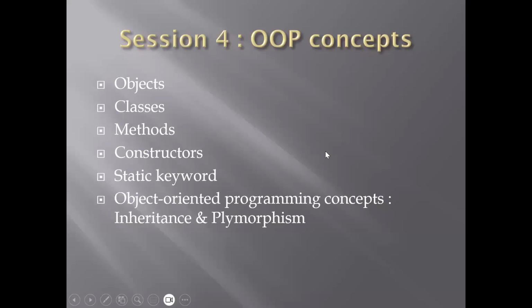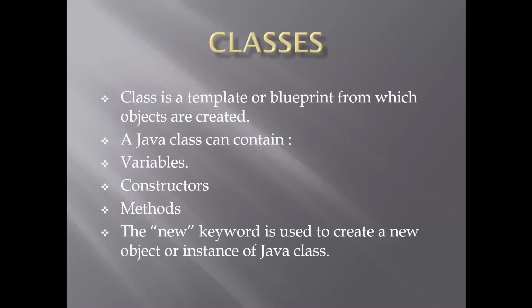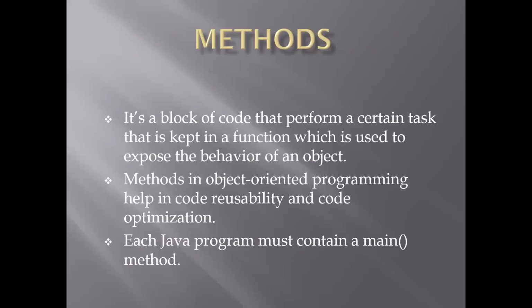Okay, great. So we already talked about objects, classes. Let's talk now about methods. So what is a method? A method is a block of code that performs a certain task. This task is kept in the function, which is used to expose the behavior of an object. So if I have a block of code that executes a certain task and I want to keep it separated somewhere, I put it in a method or in a function.